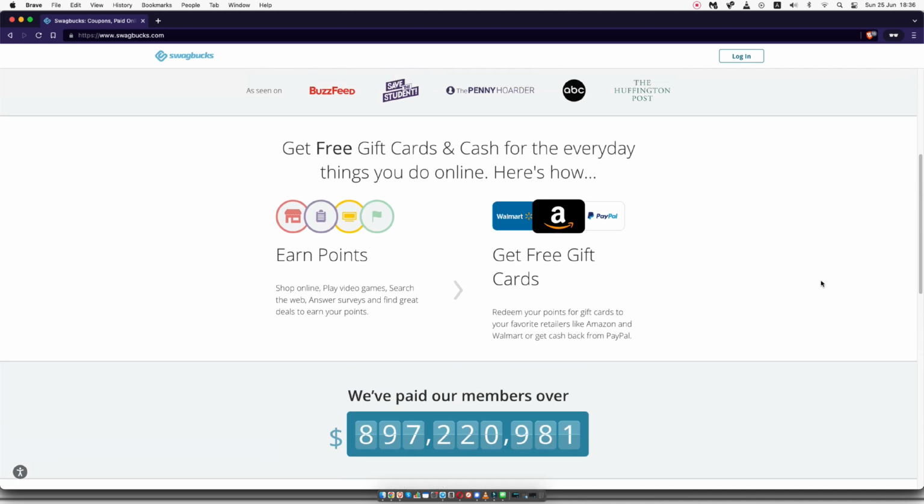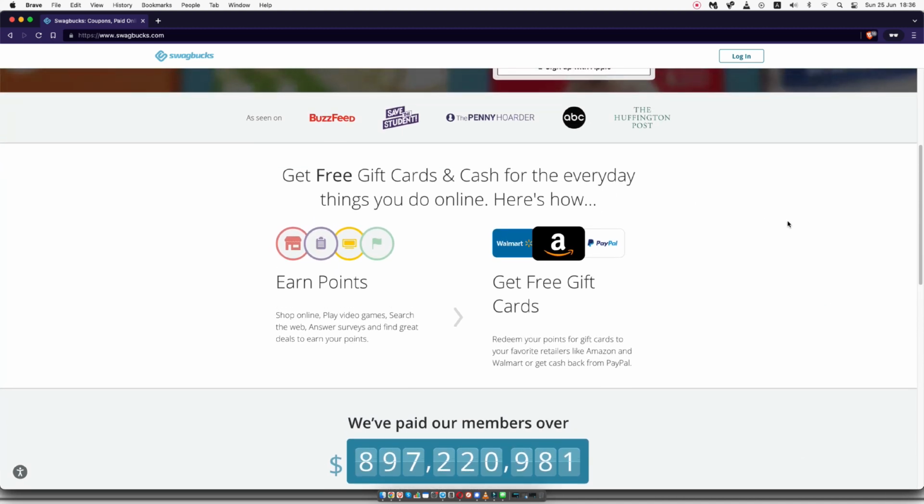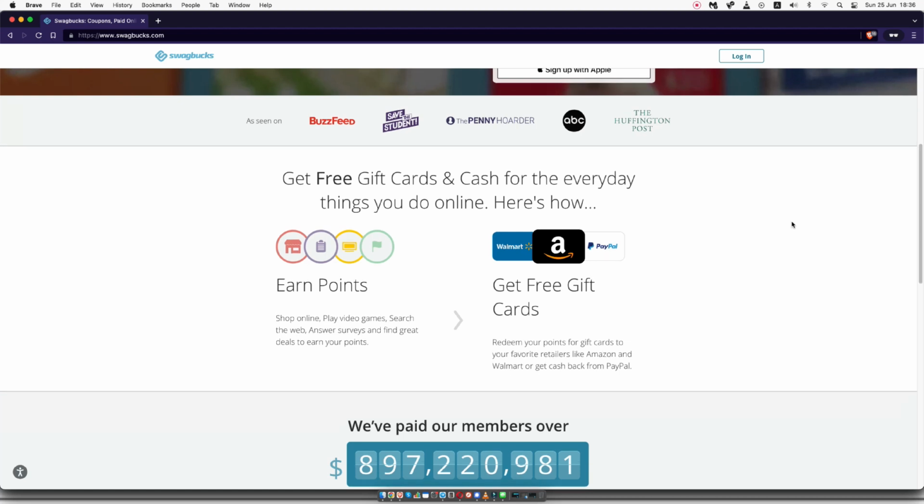Now, the way that Swagbucks works is you get paid to do everyday things that you already do online, such as searching the web, playing games, shopping online, and most notably, the most important one, which most people join and actually make the most money with, is answering surveys. But honestly, like I mentioned, the amount of money that you're going to get paid is so minuscule that it's really not worth your time.